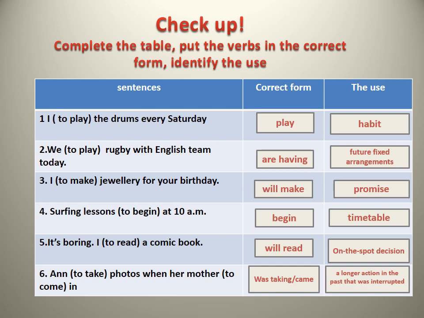Check up your work. The first, correct form play, the use habit. The second, correct form are having, the use future fixed arrangements. Number 3, correct form will make, the use promise. The fourth, correct form begin, the use timetable. The fifth, correct form will read, the use on-the-spot decision. The sixth, correct form was taken, came, the use a longer action in the past that was interrupted.